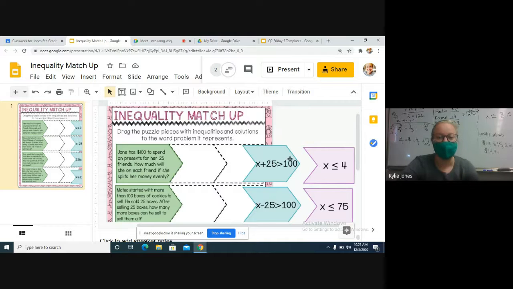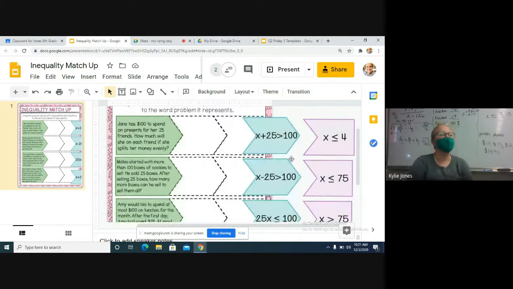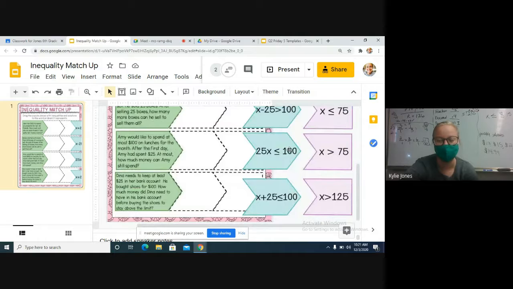So we have x plus 25 is greater than 100. So let's think about the inequality first. Can she spend more than $100? No. So can we use the greater than symbol? No. So the first top one and the second one are out because those are greater than. So we need to look at the other two that say less than or equal to. Can she spend exactly $100? Yeah, so both of them are less than or equal to. So we have to decide if it's 25 times x, where x is the number of friends, or x plus 25. It's 25 times x. Why do you say it's 25 times x?